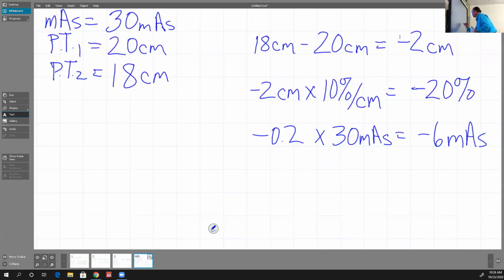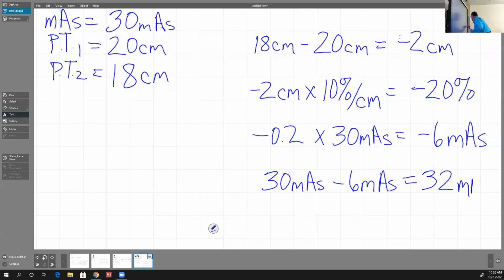So then we would take 30 mAs minus 6 mAs equals 24 mAs. Oops, I was thinking about my detail. 24 mAs.